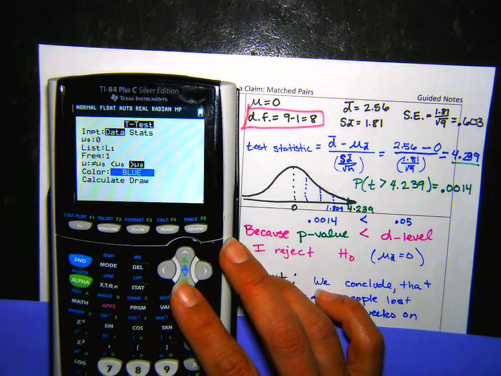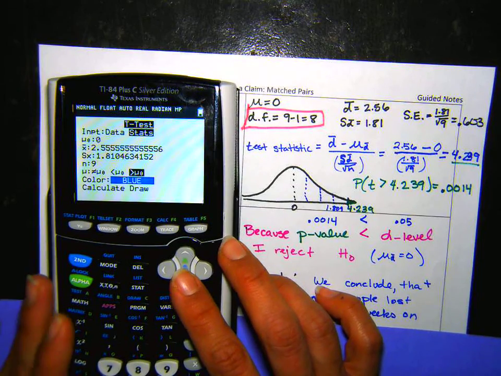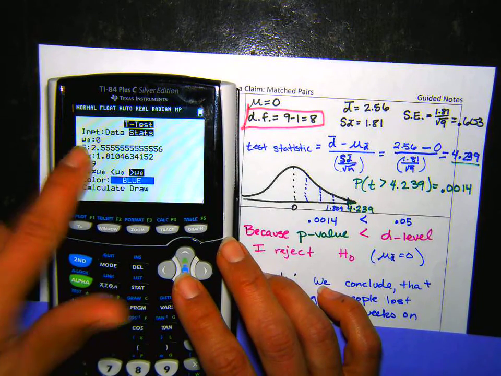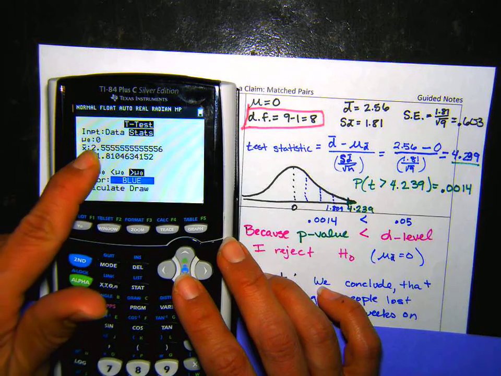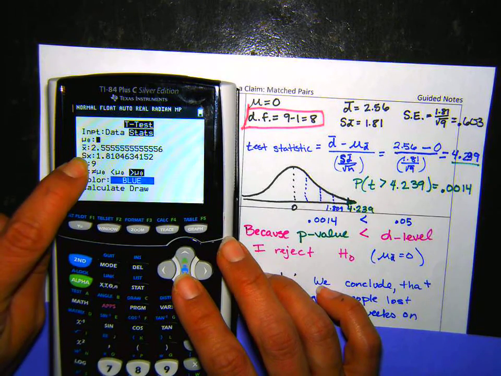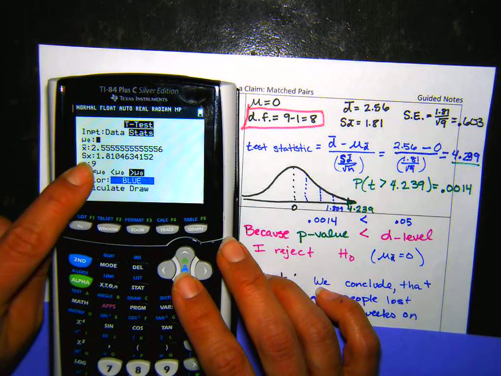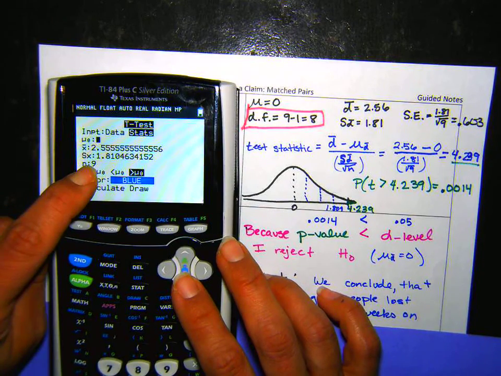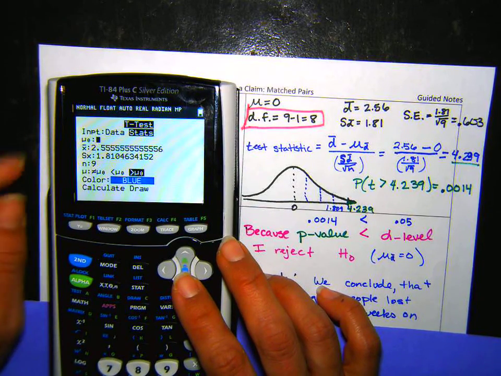Just in case you don't have the data in a certain FR, I'm going to go ahead and use the stats. What do we know? Well, we're assuming our null hypothesis is at 0, the mean difference is 0. Our sample mean difference is 2.5 repeating, our standard deviation is 1.81, and our sample size is 9. So I type all of that in if it's not already in there.